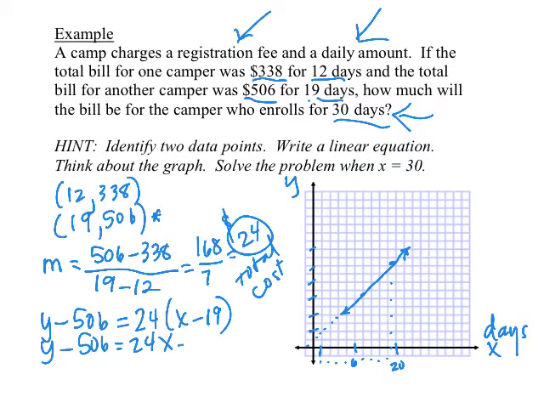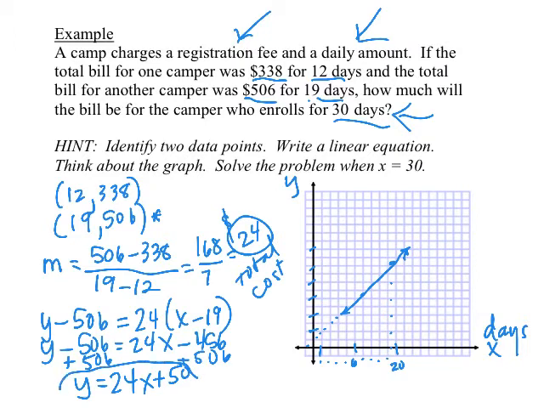And we end up with minus 456. That's 19 times 24. And we're going to add the 506. And bingo, our equation is y equals 24x plus 50. All right, that means our registration fee is $50. That actually looks pretty good. I go back to my graph and I check it out.